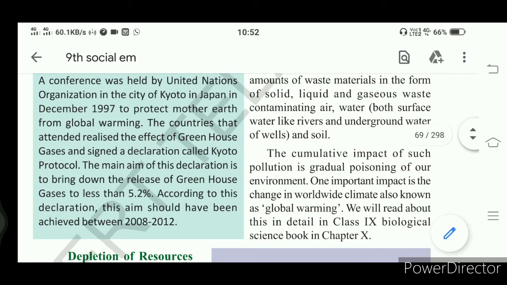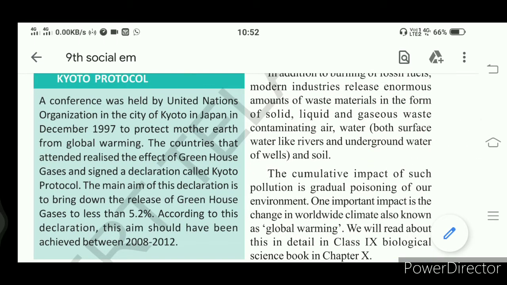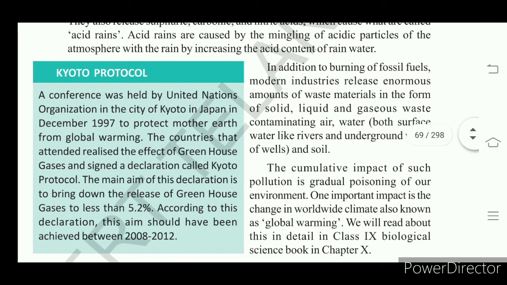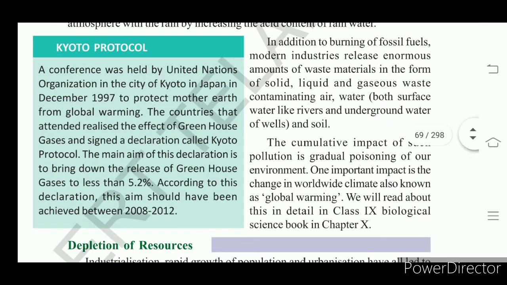They decided to achieve this between 2008 and 2012, but it has not been achieved. It failed. Recently, the Paris conference on climate change also failed because there is no proper solution and agreement between two groups of countries, called developed countries and developing countries. So in this way, pollution going on across the world is creating many environmental crises, and a very important and dangerous one is climate change, what we call global warming.